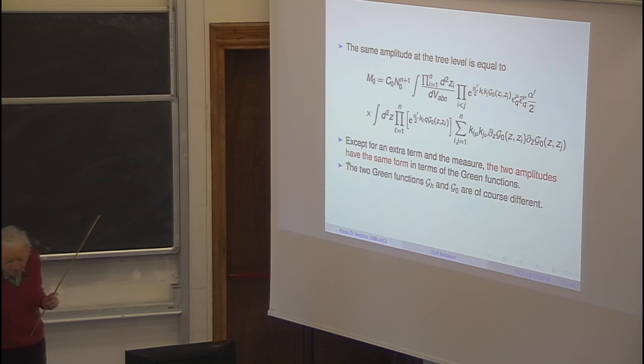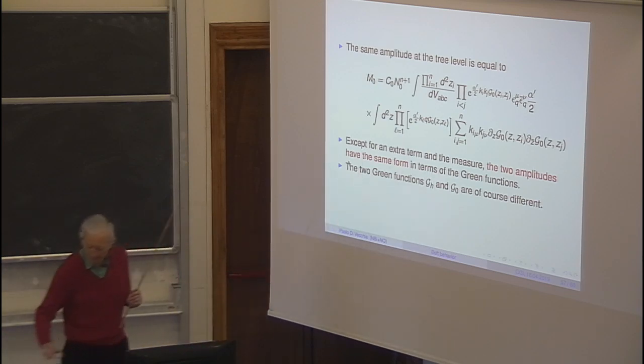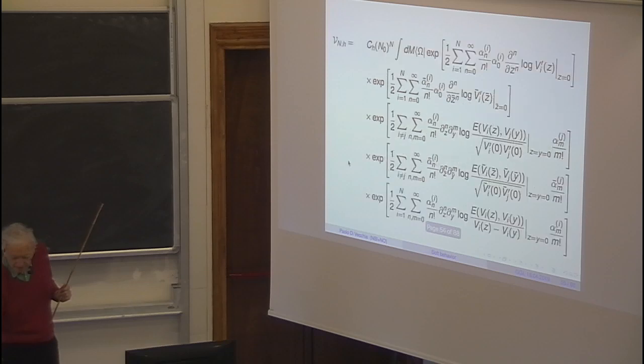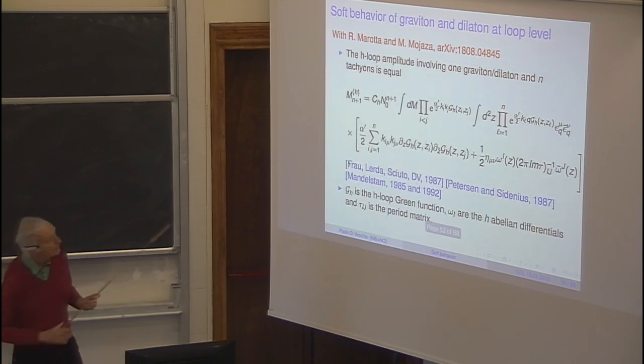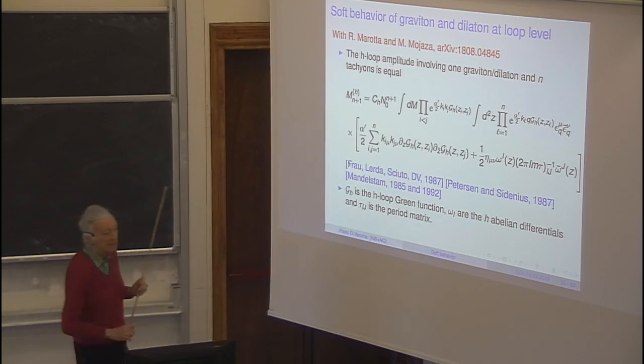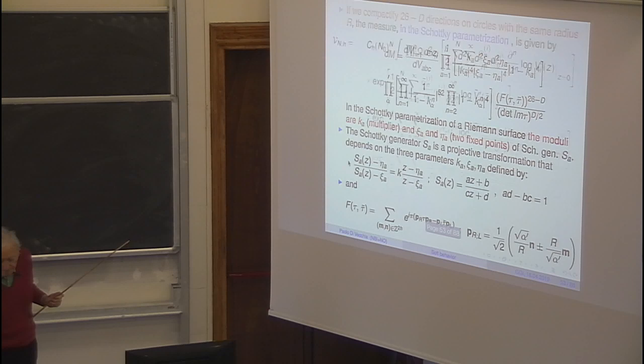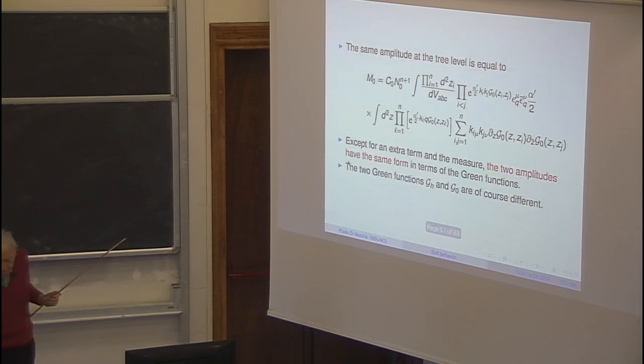Now, if you compare that amplitude with what you get at the tree level, you see that the expression is the same apart from this extra term. This extra term is not appearing at the tree level, for the eta mu nu, which contributes only to the dilaton.